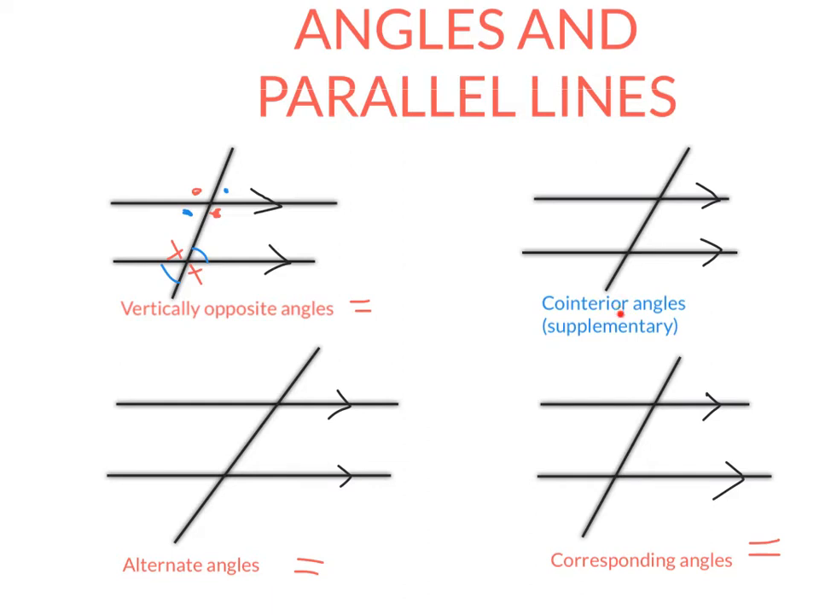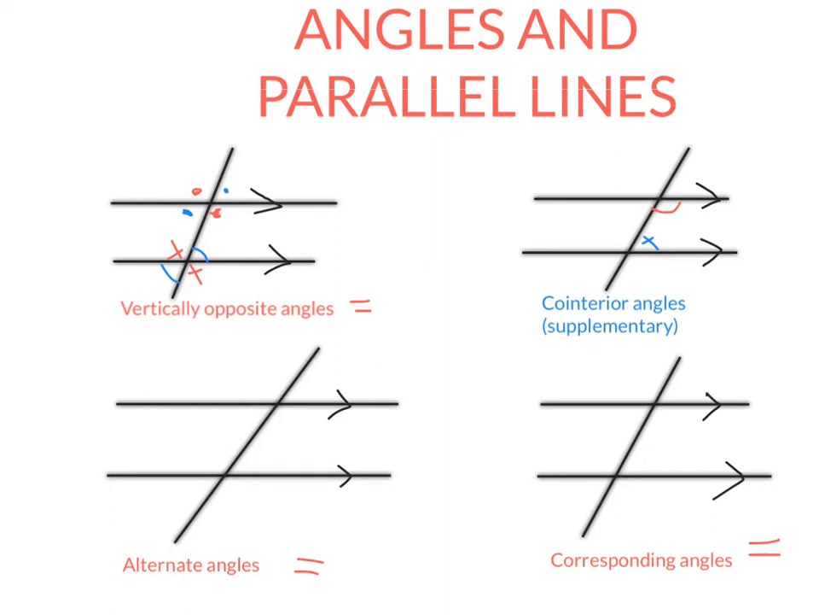Let's look at co-interior angles. So they're different to the other three in that they are not necessarily equal. They're supplementary, meaning they add to 180 degrees. So the two angles that are co-interior are this one here and this one here. This angle plus this angle equals 180. They're called co-interior. They're both interior inside the two parallel lines.